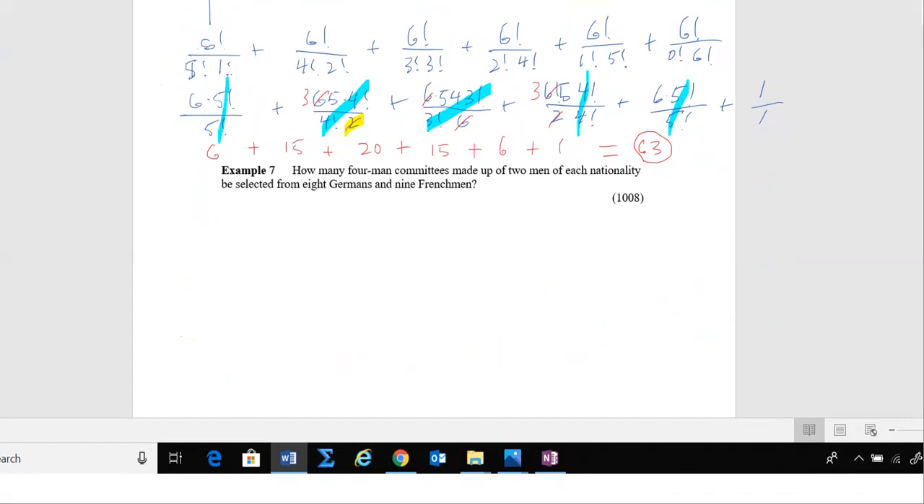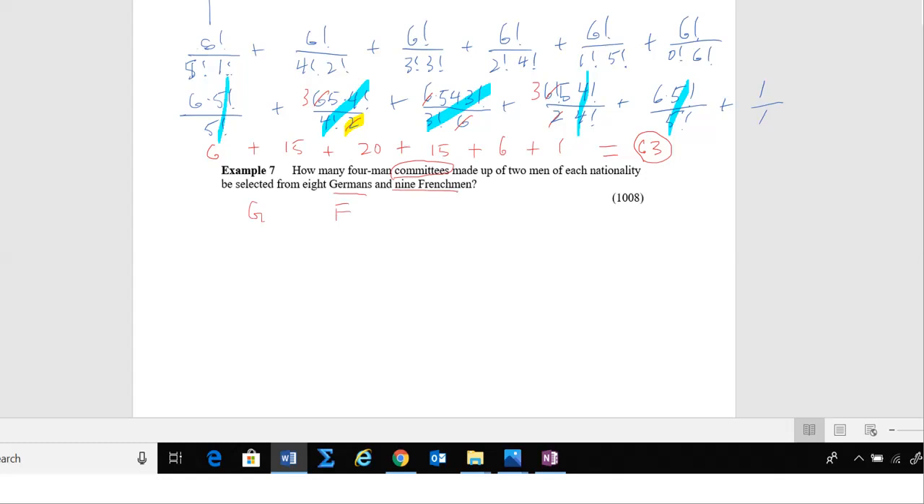Okay, here's another one. Our last problem. How many 4-man committees? When you see that word committee, you know you're working with a combination. So 4-man committees, 2 men of each nationality to be selected from 8 Germans and 9 Frenchmen. Okay, so we have these 2 things happening here. We have the Germans and we have the French.